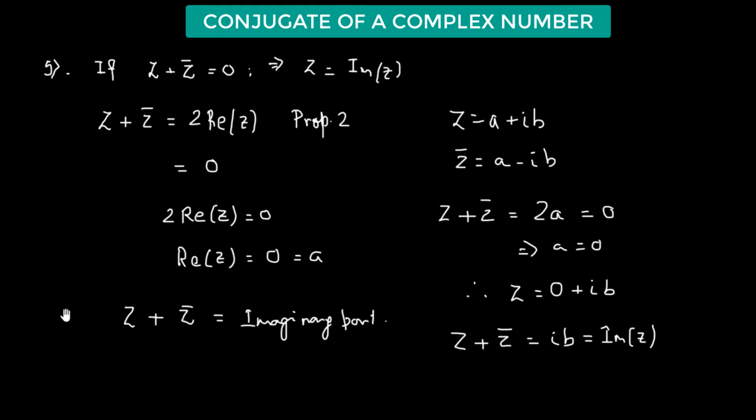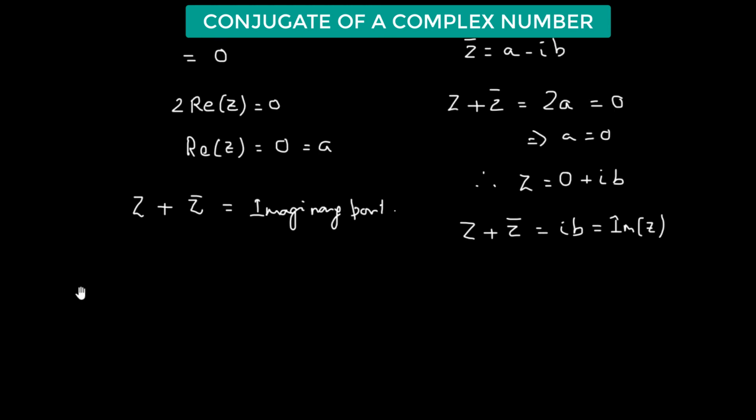Let's go to property number 6. This is a very important property. Let me give a star to it. Let me give 2 stars. So property number 6 states that if we have two complex numbers z1 and z2, add them and then take the conjugate, it is equal to the conjugate of z1 plus the conjugate of z2. So let's try to prove this one.